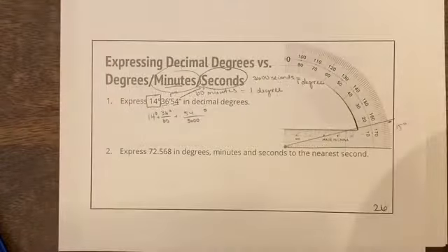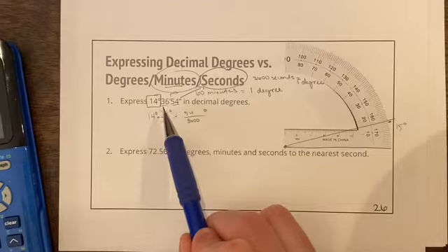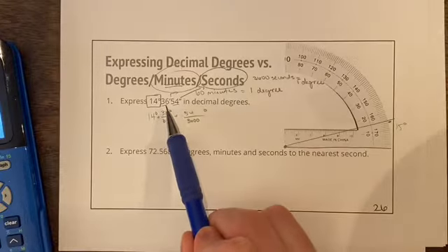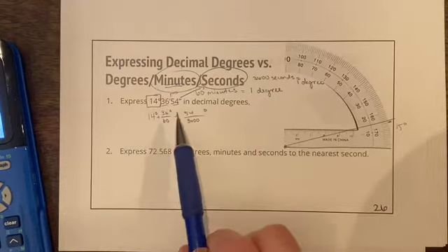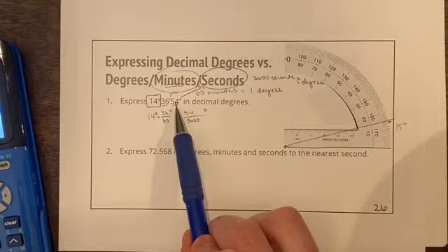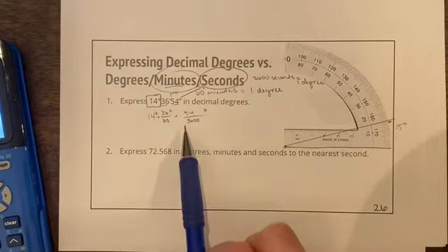So I wanted to zoom in a little bit just in case you can't read my writing. So again, 36 minutes, to convert that to degrees, I would need to divide that by 60, right? That's going to be the decimal of how many degrees we have. To turn seconds into degrees, we need to divide it by 3,600.